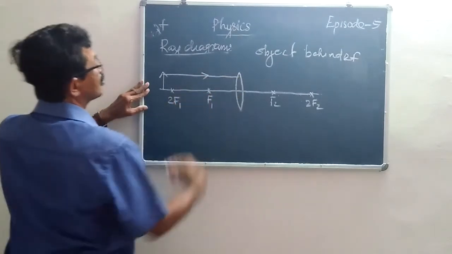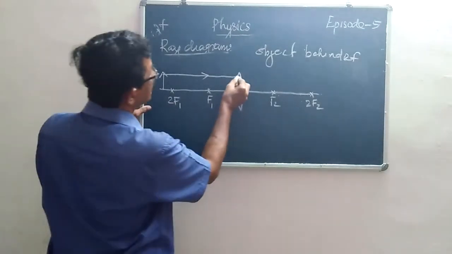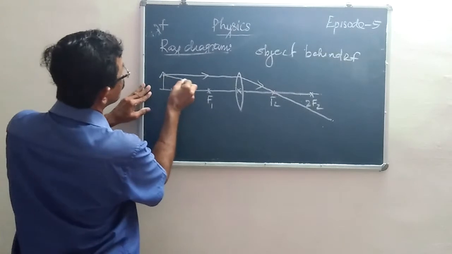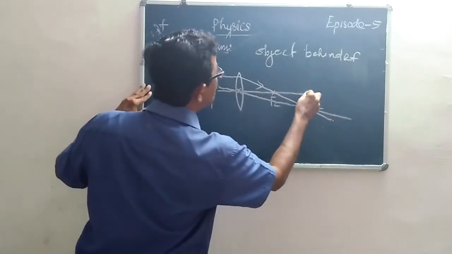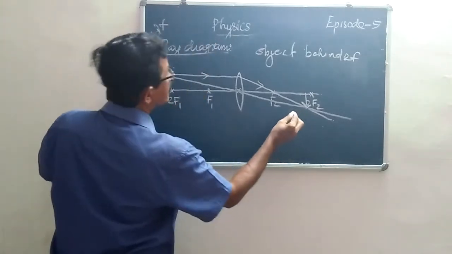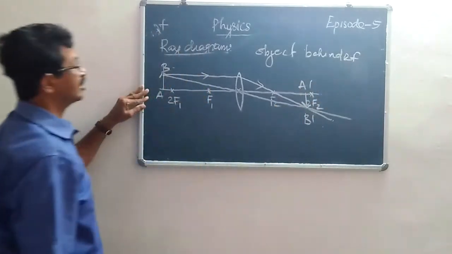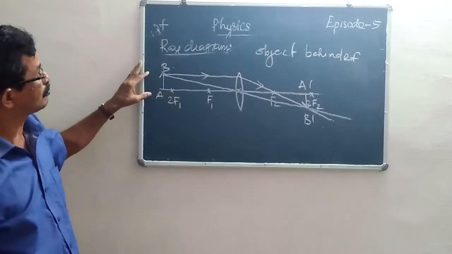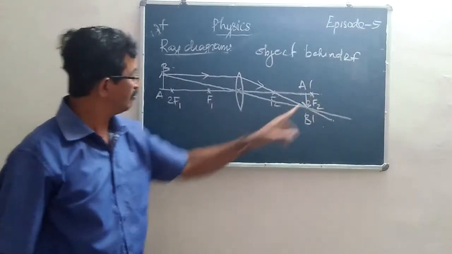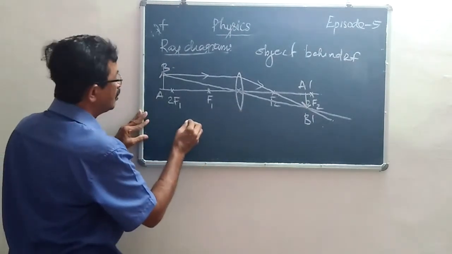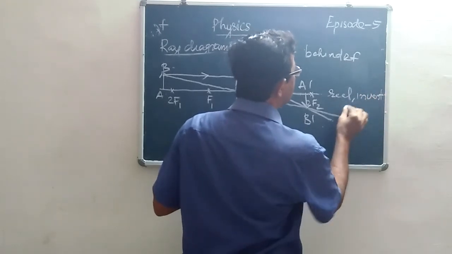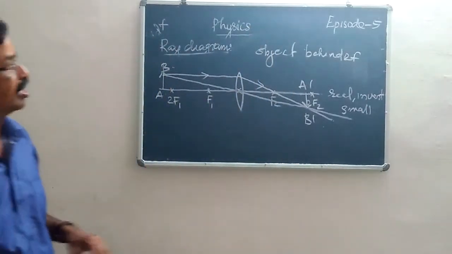See, here a ray parallel to principal axis we draw. After refraction, we know it passes through principal focus this way. Another ray we draw, which is passing through optic center like this. See, these two rays meet here. Here is the image. Let AB be the object, then here B dash and A dash is formed. Now the object is behind 2F. Where do we get the image? Image we get in between F and 2F, on the other side. It is a real image, real, inverted. Here the image is also small.